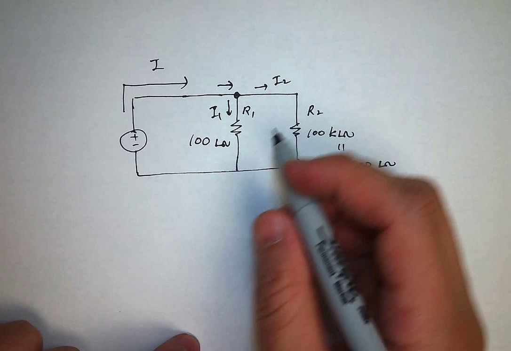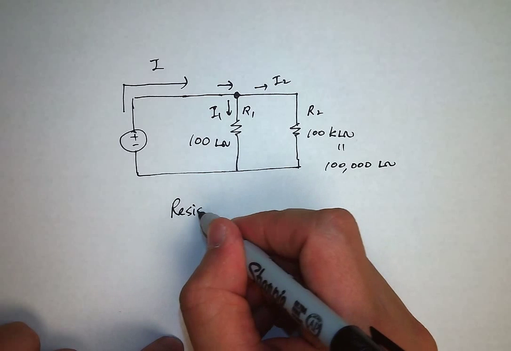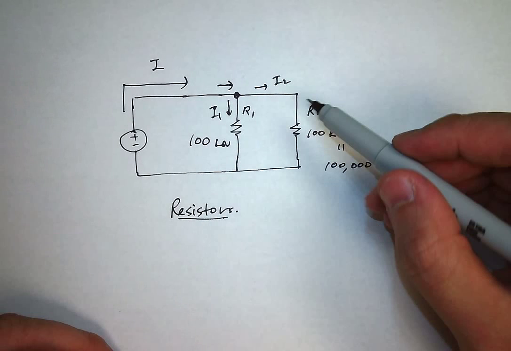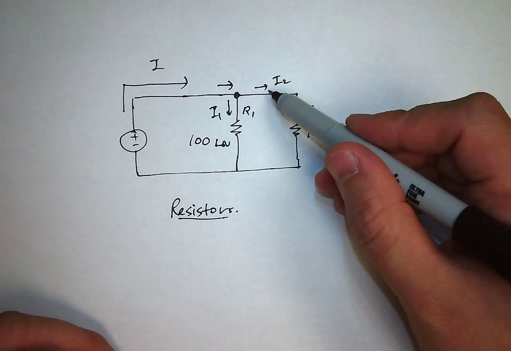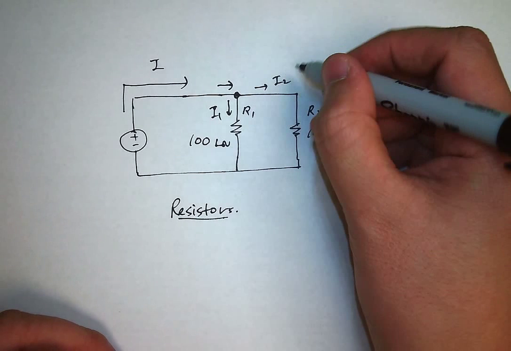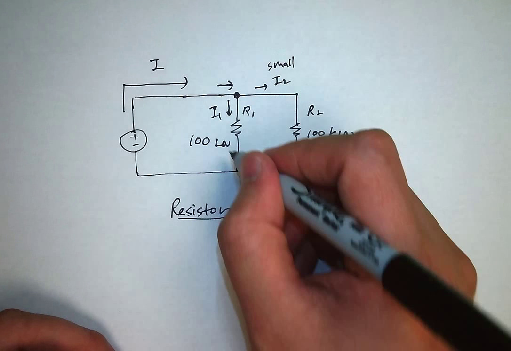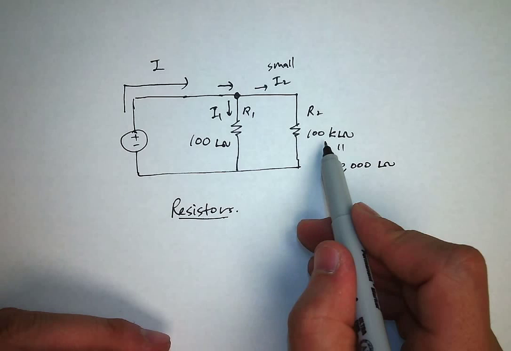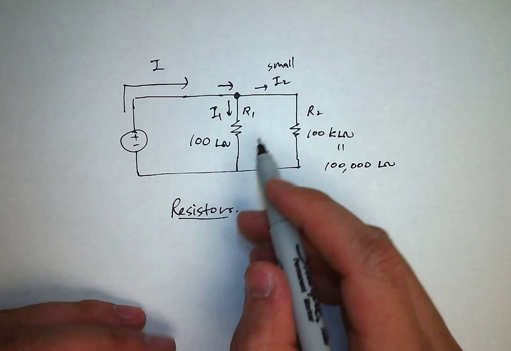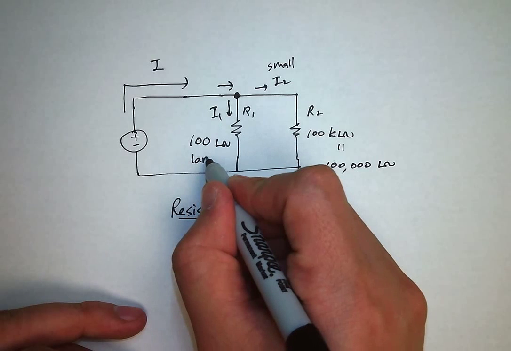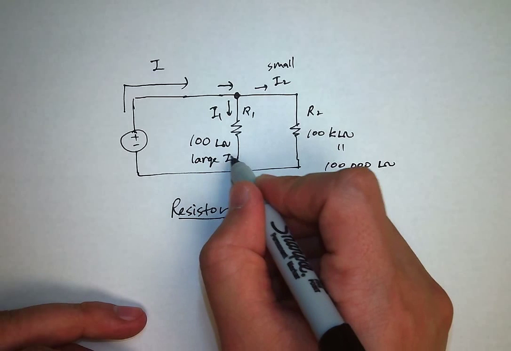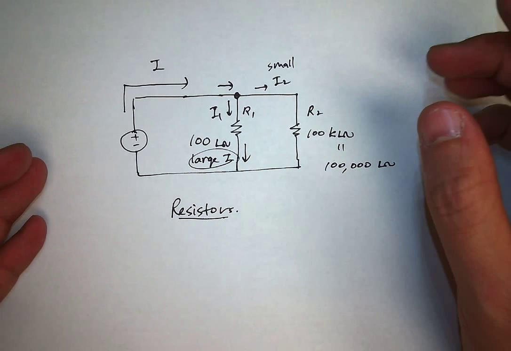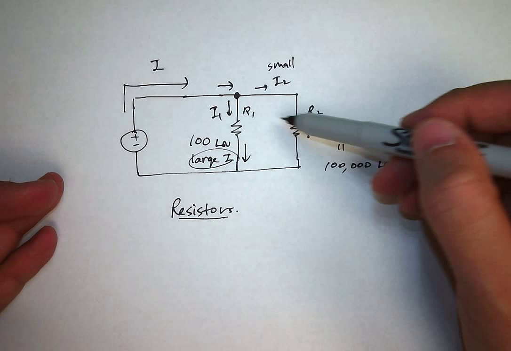The word resistor means it resists the flow of current. So the bigger the resistor, the more it will resist the flow of current. So you'll just have a small current in here, because this resistor, relative to the 100 kilo ohm resistor, is smaller by a factor of 1,000. So you'll have large current flow through this branch. This is the main idea of how current will divide depending on the paths.